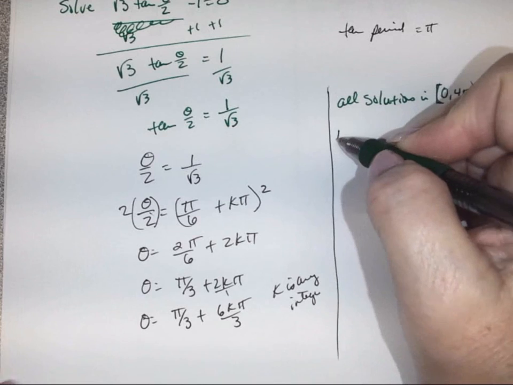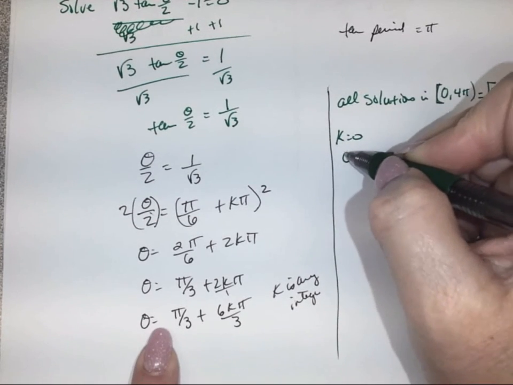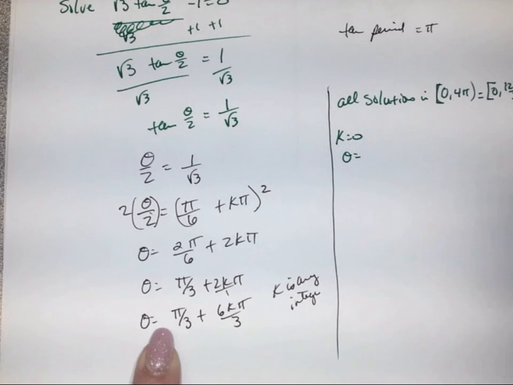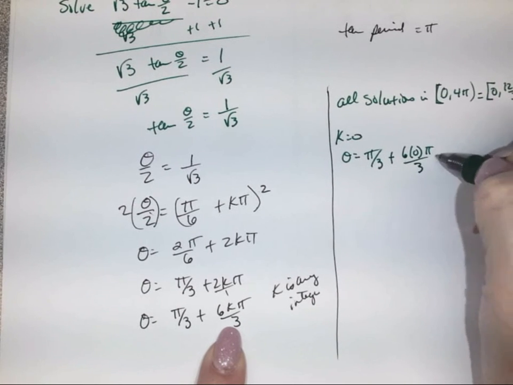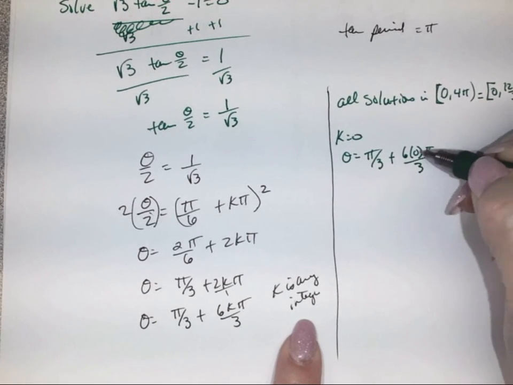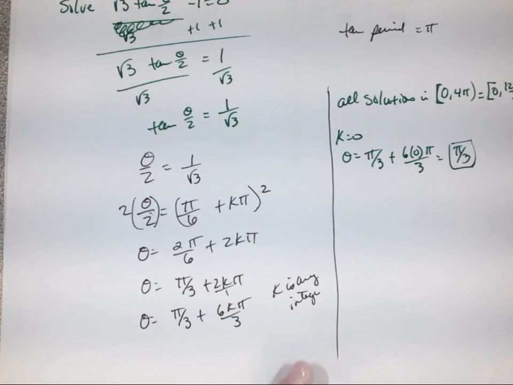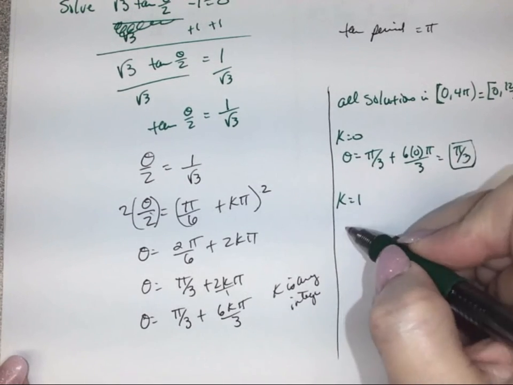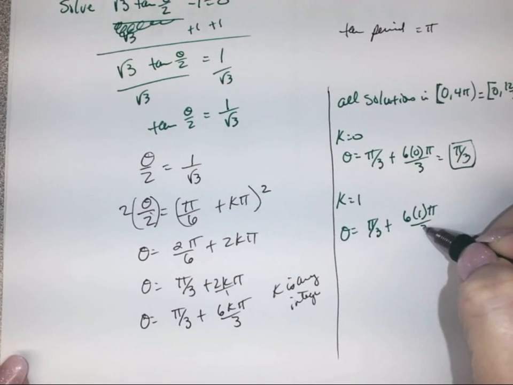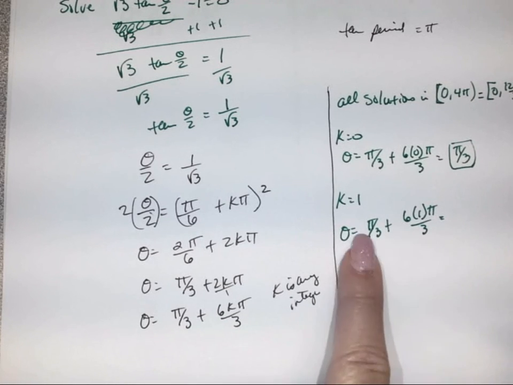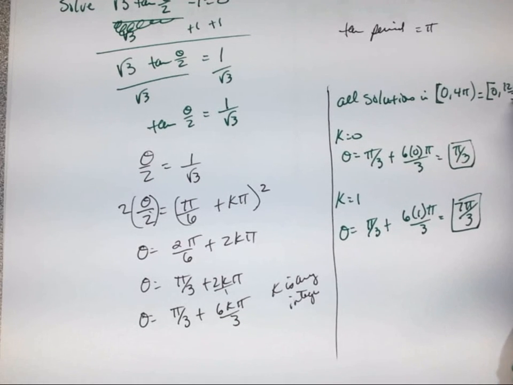So we're going to start again with k is equal to 0. So we're looking at theta will be equal to pi over 3 plus 6 times 0 pi over 3. And that, of course, will be 0, so we'll get pi over 3. So the next one, we'll do k is equal to 1. So theta is equal to pi over 3 plus 6 times 1 pi over 3. That's going to get us 6 plus 1, that is 7 pi over 3. So we're still good, we haven't reached the 12.